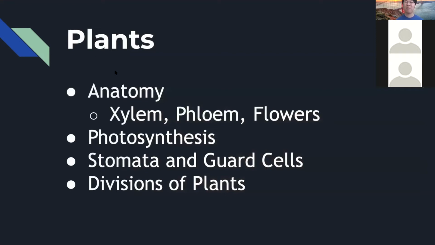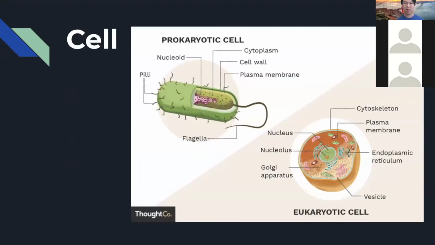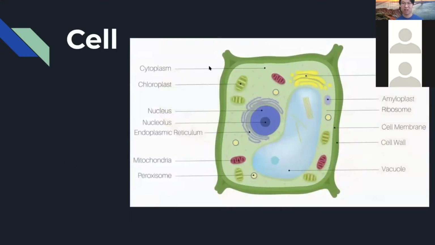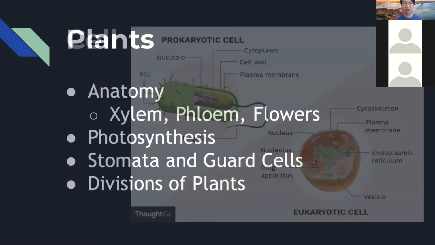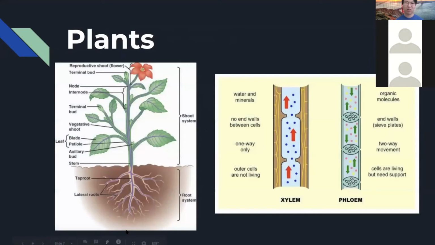Okay, and so let's clarify a bit more about plants now. So you saw a plant cell right over here. So this is a plant cell, and now we're going to be explaining more about plants in general. So here is a nice example of a plant. This is a flowering plant, actually, and it has two systems.